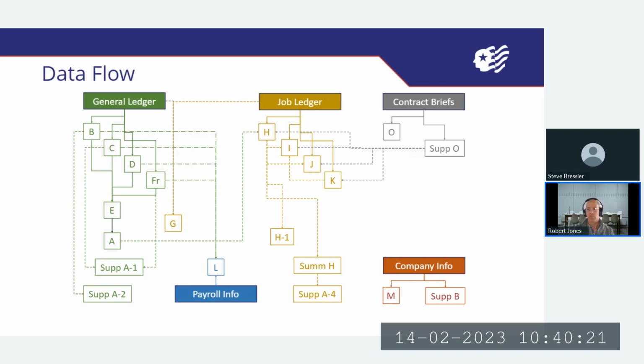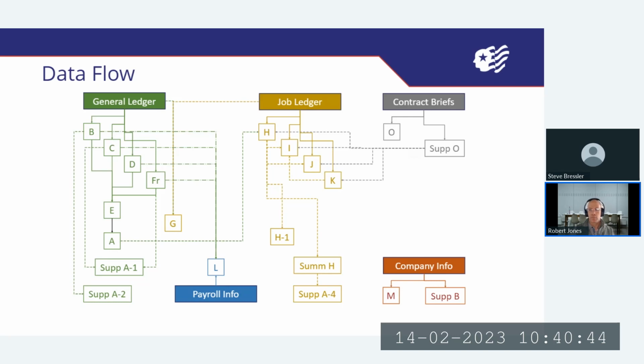Now, when I go over to the middle and I look at my job ledger, similar concept, right? I've got details with those solid lines that go into H, I, J, and K. And I realize again, it's a little busy, but if you look at this offline, you'll see that Schedule H information flows down into I and J. Schedule K and I are connected again for that kind of stuff. We also have some other summary schedules down there.